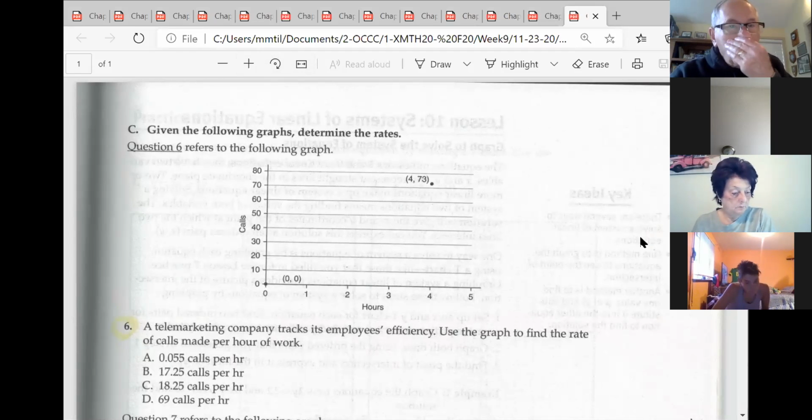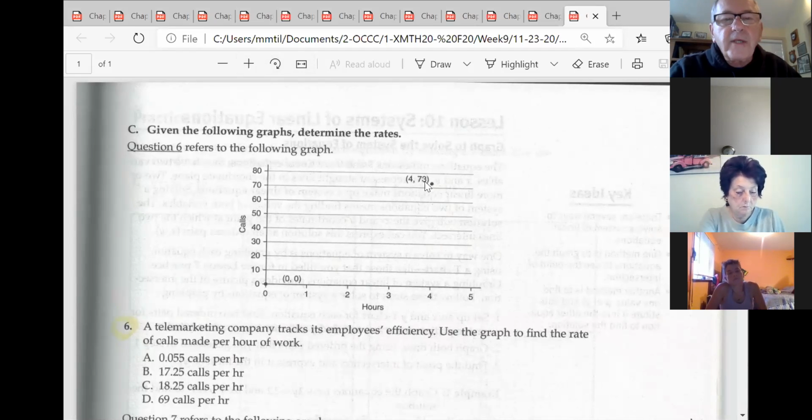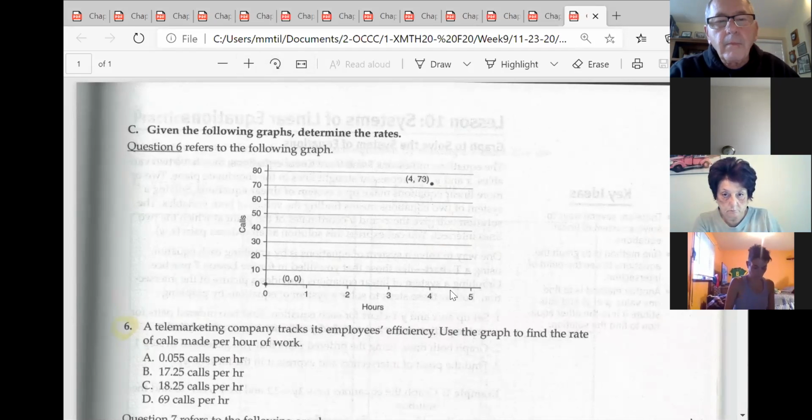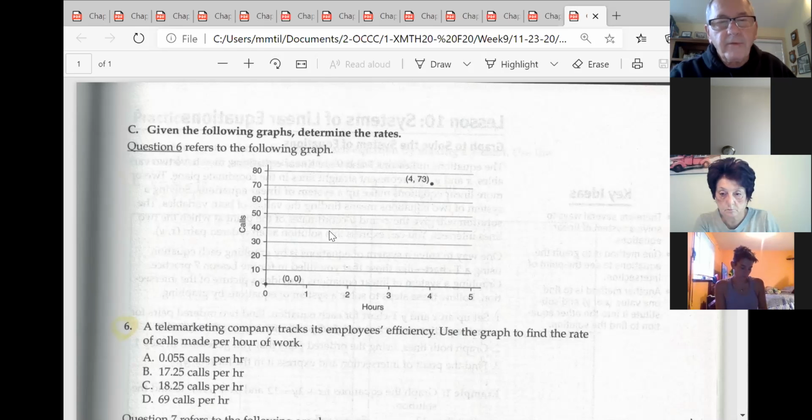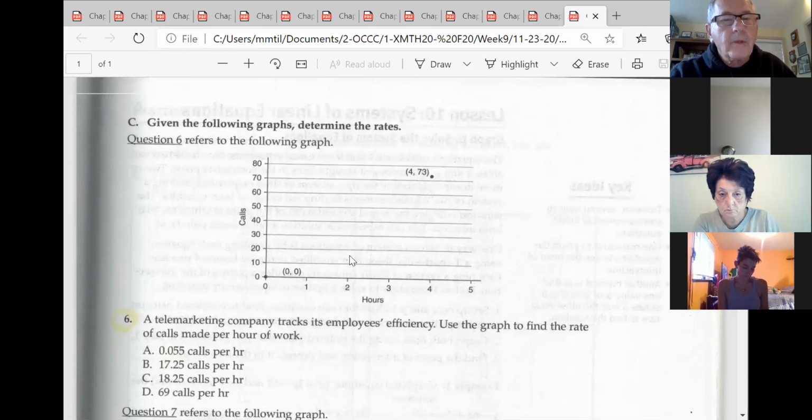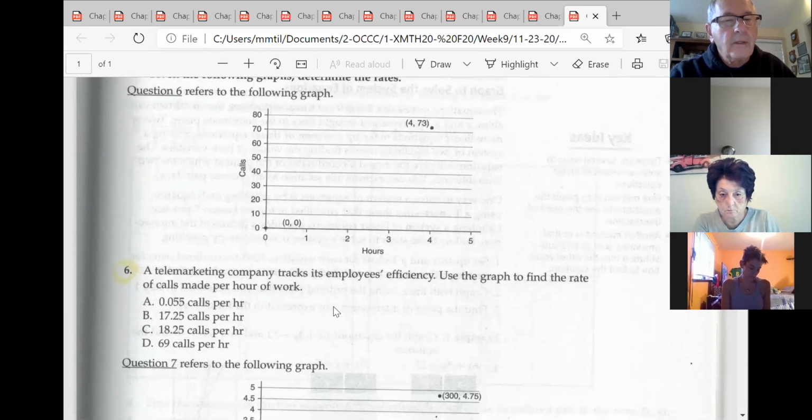Again, here's more. Given the following graphs, determine the rates. Again, it's rise over run. So when they say 0, 0 here, they're talking about this data point right here. So the rise is 73 minus 0 over the run, which is 4, right? So it's 73 over 4. So it's a little less than 20. It's 4 into 73, right? That's all they're doing.